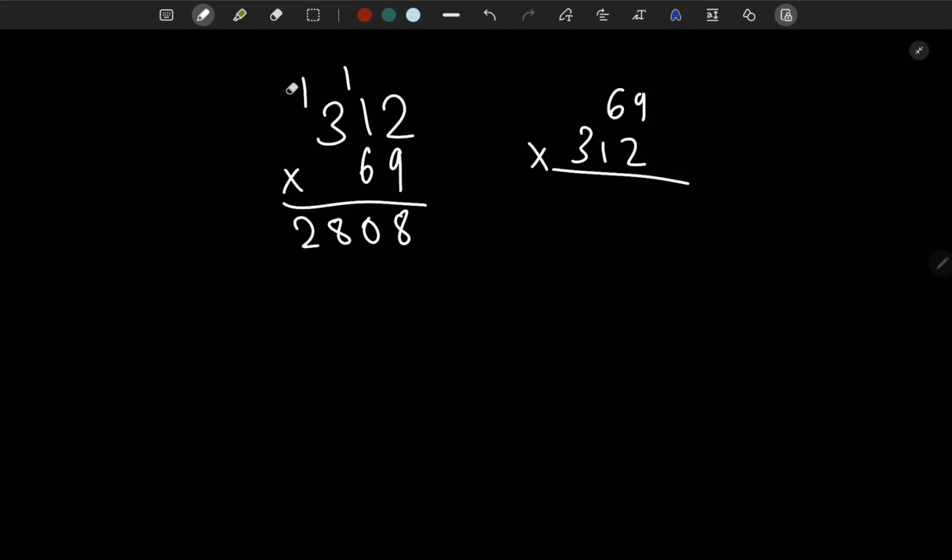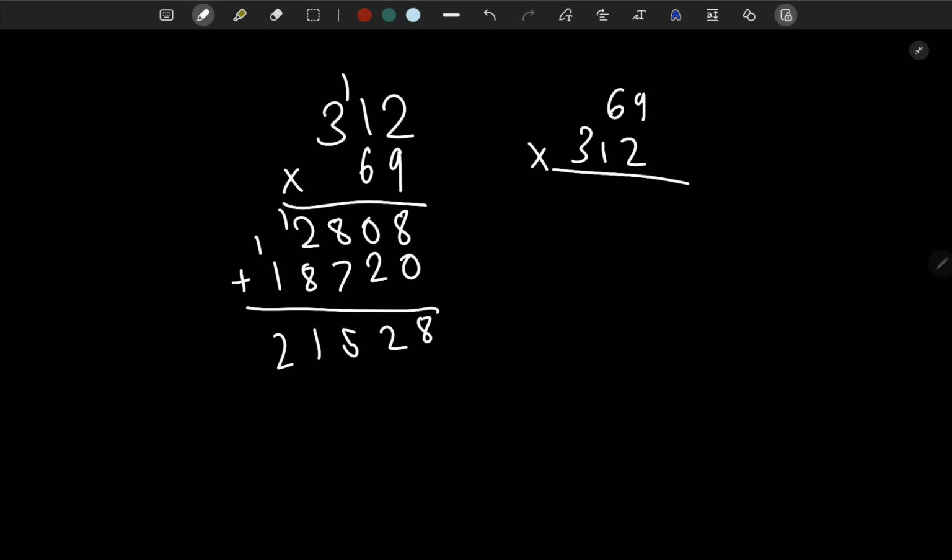Now add the 0 here. 2 times 6 is 12. Carry over the 1. 1 times 6 is 6 plus 1 is 7. And finally 3 times 6 is 18. Add this up. 8, 2, 15, 11, 2.